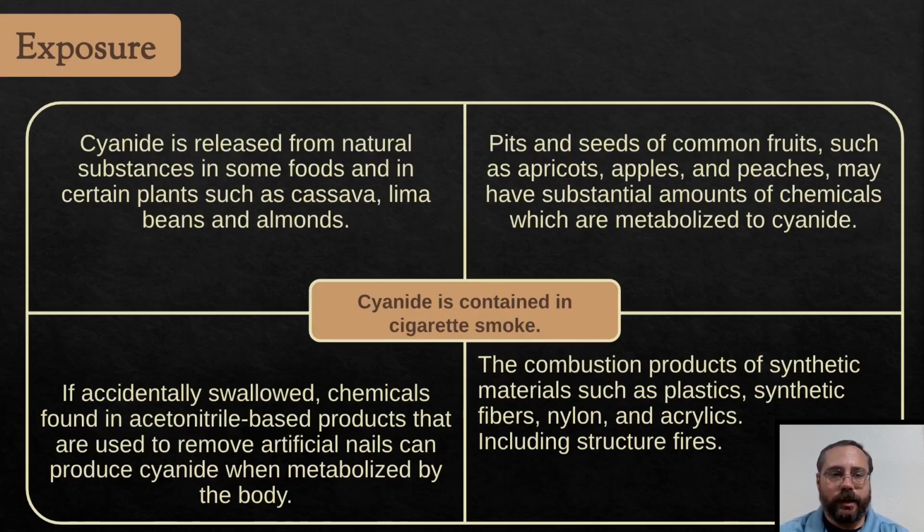Let's talk a little bit about exposure. Cyanide is released from natural substances in some foods and certain plants such as cassava, lima beans, and almonds. It's found in the pits and seeds of common fruits such as apricots, apples, and peaches, and many have substantial amounts of chemicals which are metabolized into cyanide. So just because something doesn't directly contain cyanide doesn't mean that the body won't break it down into cyanide. If accidentally swallowed, chemicals found in acetonitrile-based products that are used to remove artificial nails can produce cyanide when metabolized by the body.